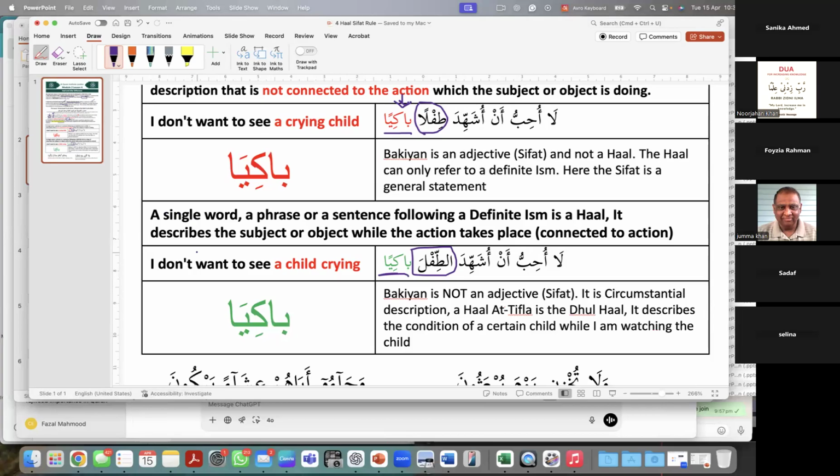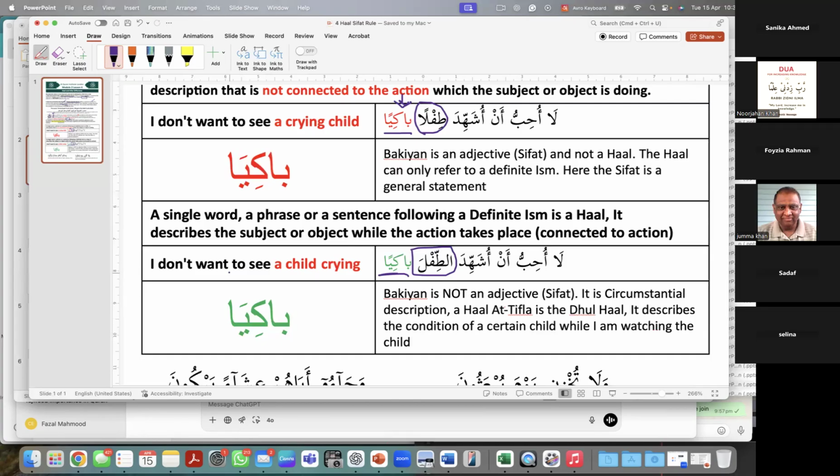Just got one question, please, if you don't mind. Thank you very much. You have mentioned how to recognize the hal. How do we recognize the hal? Is it always going to be...? Okay, you see, coming.